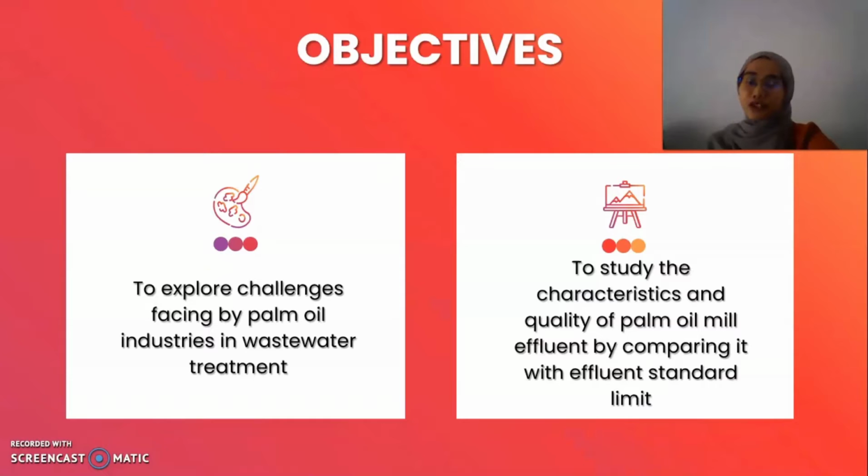Let's proceed to the objectives. The first objective is to explore the challenges faced by palm oil mill effluents. The second objective is to study the characteristics and quality of palm oil mill effluents by comparing them with the standard limit. The parameters studied are total suspended solids and chemical oxygen demand.